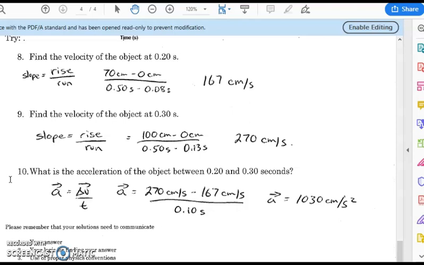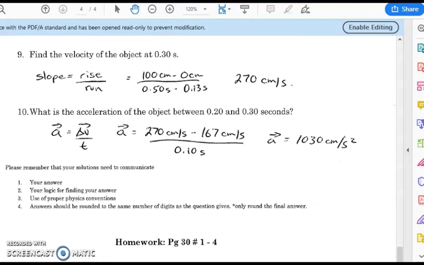What is the acceleration of the object between those two? Well, that's going to be the difference in velocities over the difference in time, change in velocity over time, which gets you 1,030 centimeters per second squared. You could convert that into meters if you wanted to.